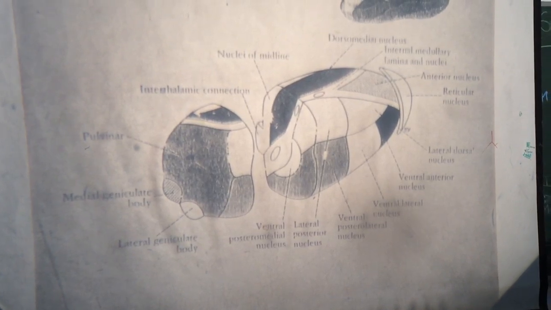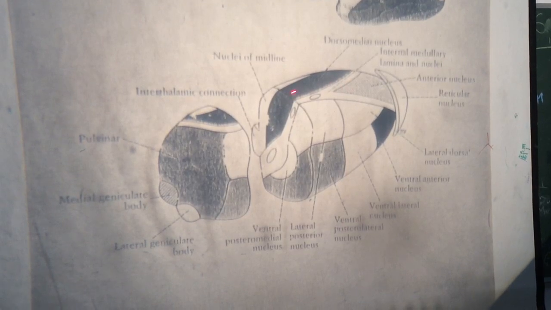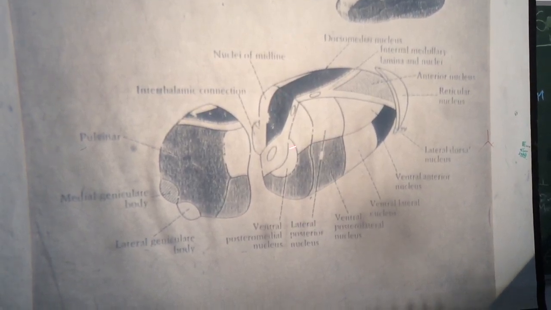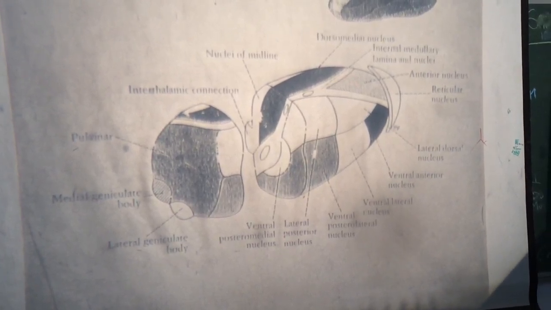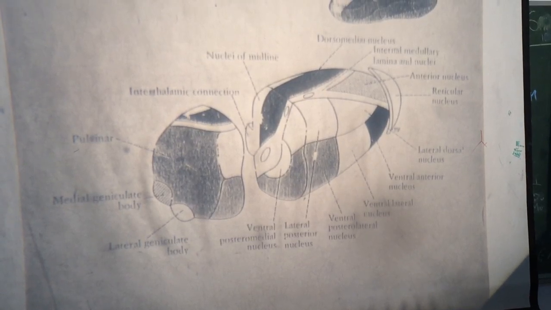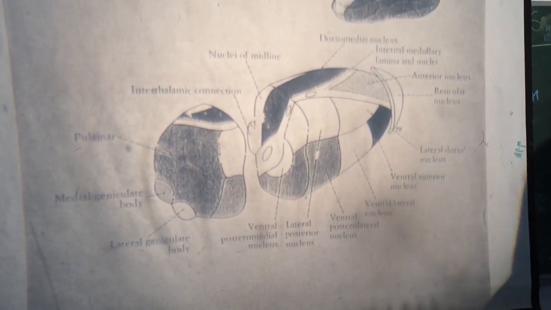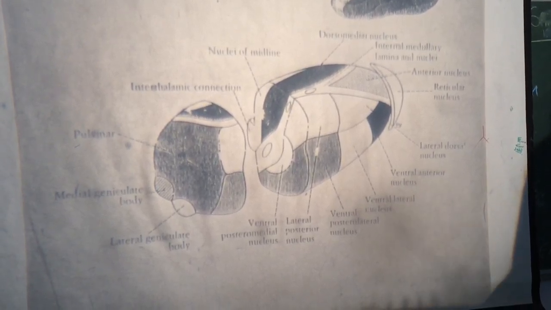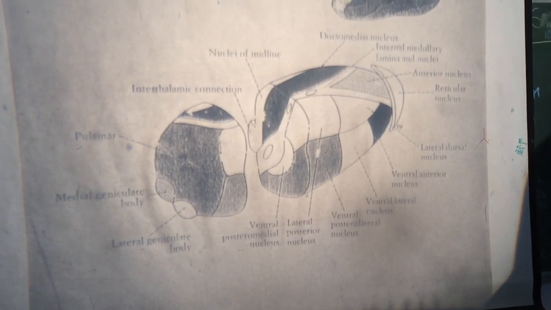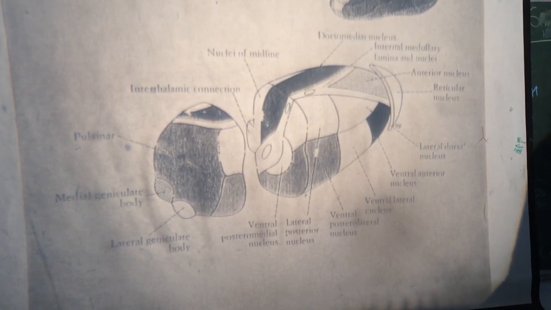These three parts are anterior, medial, and lateral. Nuclei are present in these three parts of the thalamus. I'll discuss these nuclei and then the connections of these nuclei.